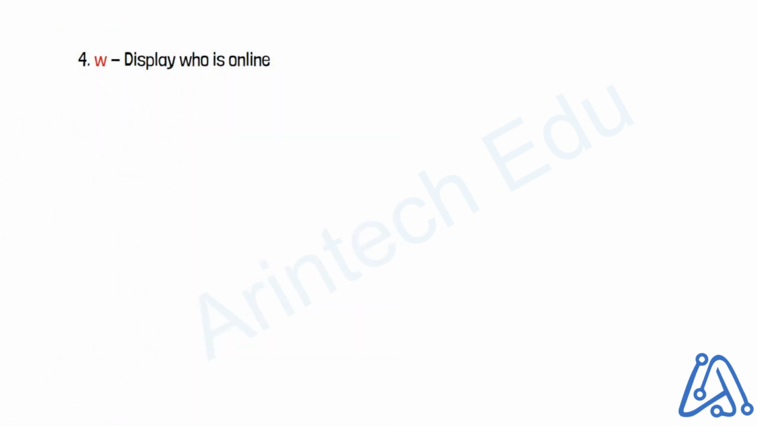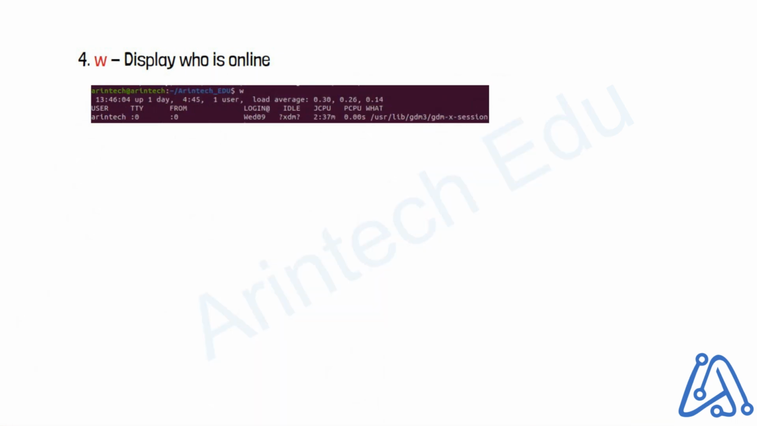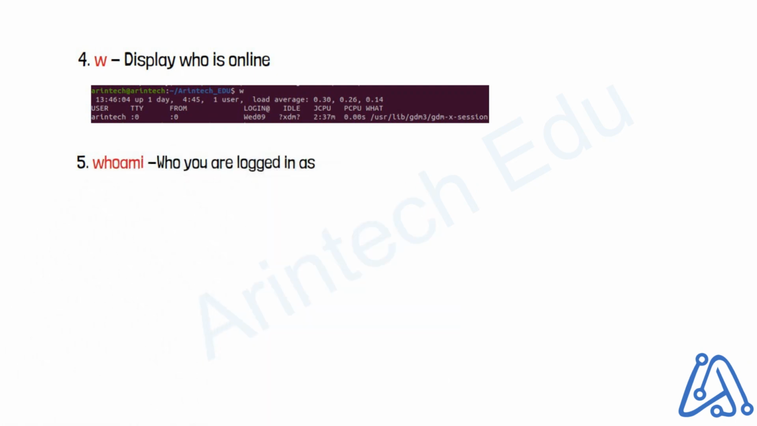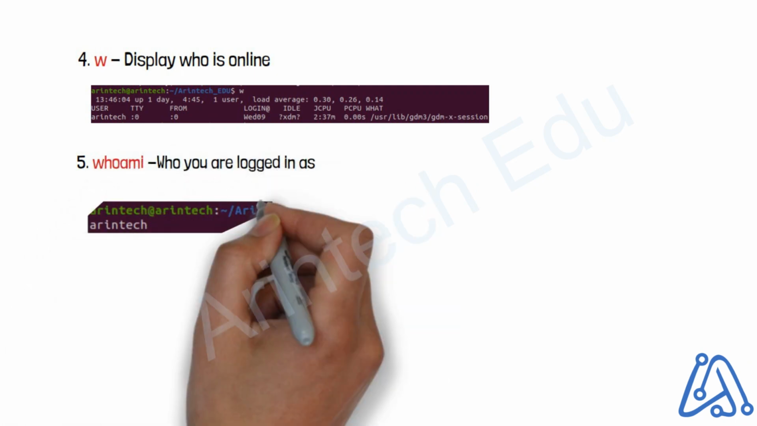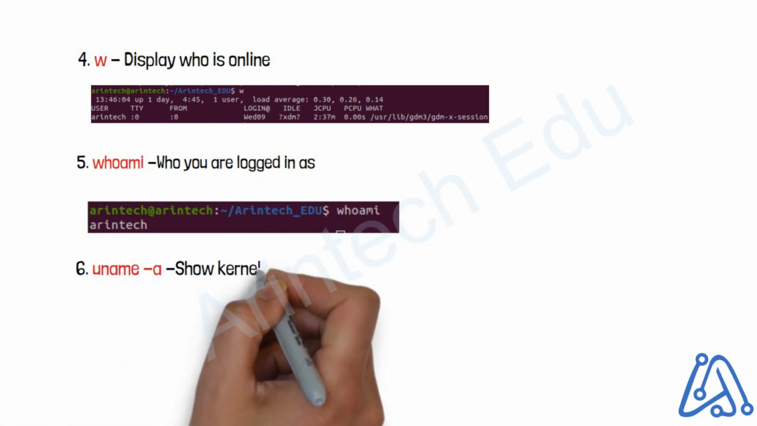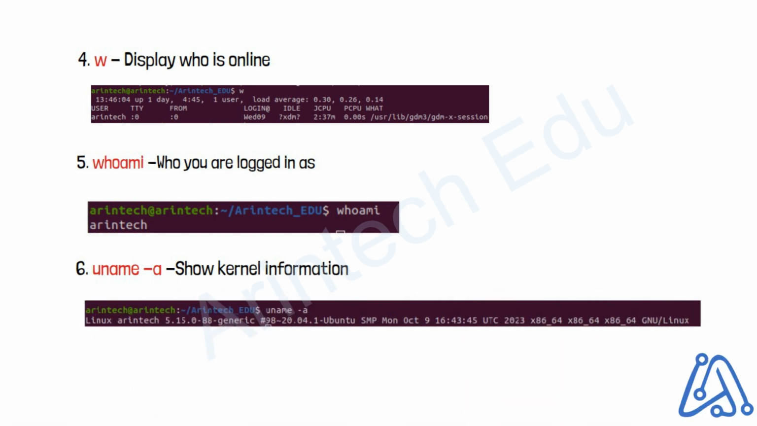4. w, display who is online. 5. whoami, show who you are logged in as. 6. uname -a, show kernel information.